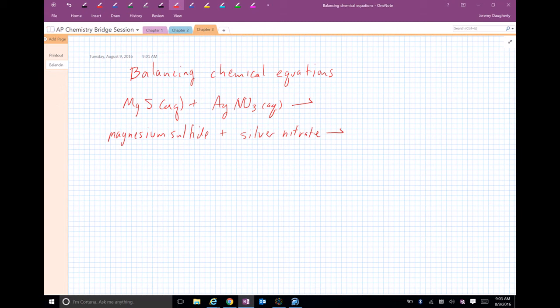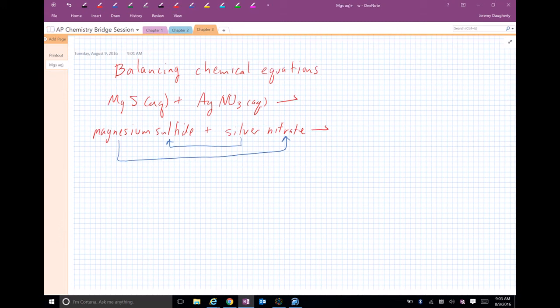So that's where I do the old switcheroo here. Magnesium is now going to go with nitrate, and silver is now going to go with sulfide. So if I just write the names on the other side, I'm going to get silver sulfide, and then magnesium nitrate.